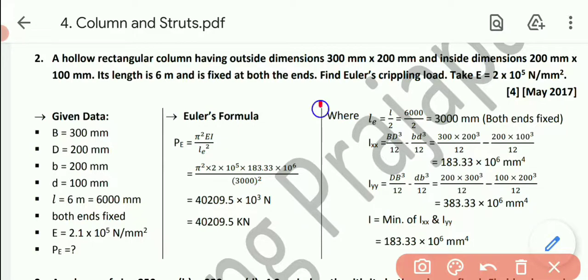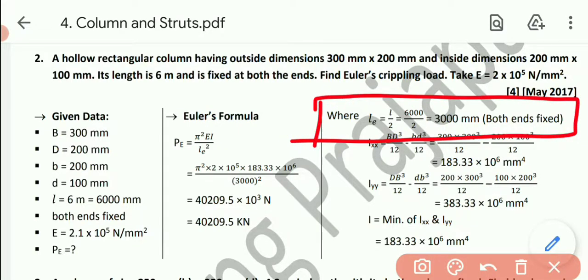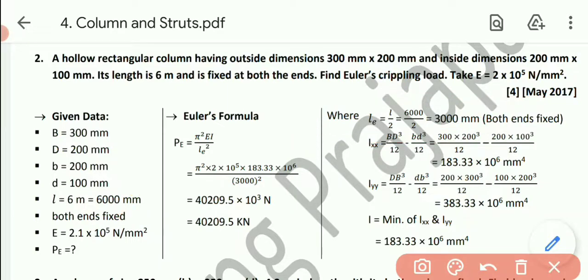So first let's calculate that only. Say over here LE equals L by 2, as both ends are fixed. So L is how much? 6000. So 6000 divided by 2, I got the answer, that is 3000. Okay, now that problem is solved. Moving forward, now next we need the value of I.